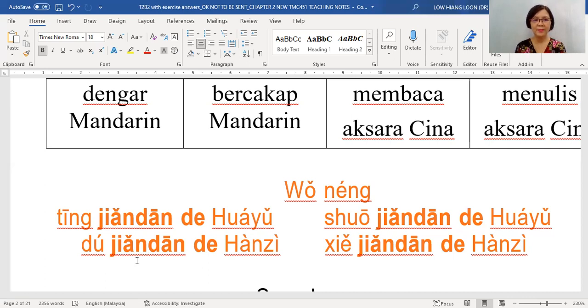23. 我能听简单的话语, I can hear Mandarin easily. No, student, actually don't say easily. I can hear simple Mandarin. Actually, ting here means that you can understand. You listen and then you can understand. Okay, second.